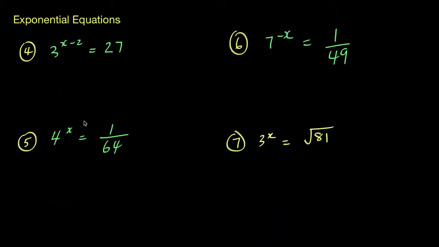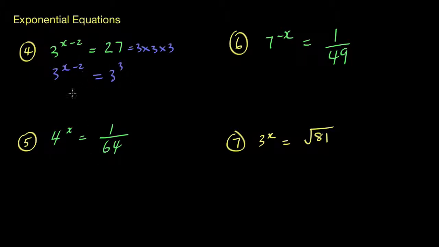So we'll have a look at these 4 more examples here. We've got 3 to the power of x minus 2 equals 27. Well, over here we need to see if we can turn 27 into a similar base. We want that 3 over here on the right. So we've got 3 to the power of x minus 2 is equal to, well, what's 27? 27 is 3 times 3 times 3. 3 times 3 is 9, times 3 is 27, so it's 3 to the power of 3.